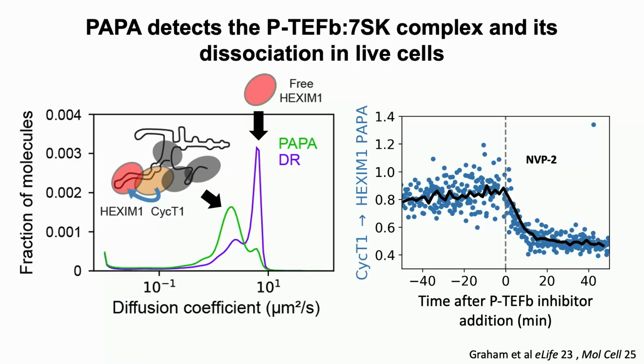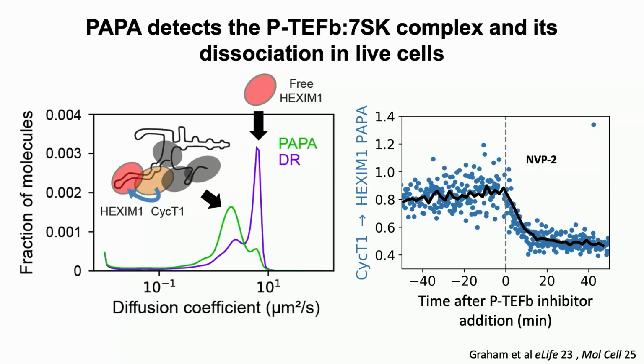So now when we do the PAP, the proximity-assisted photoactivation, and reactivate with a green laser, we get a completely different distribution of these molecules. Most of them are diffusing slow, and a few of them are diffusing fast. And this is really telling us that the HEXIM cyclin T1 complex, this large complex that contains an RNA also, is this small population, the population that is diffusing slower.